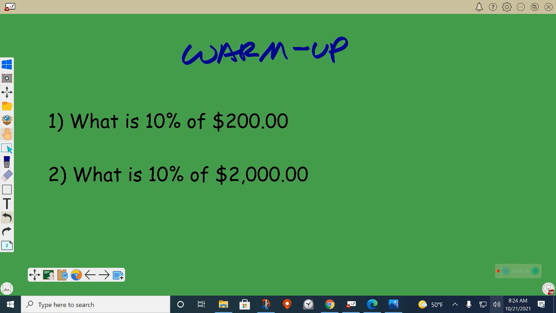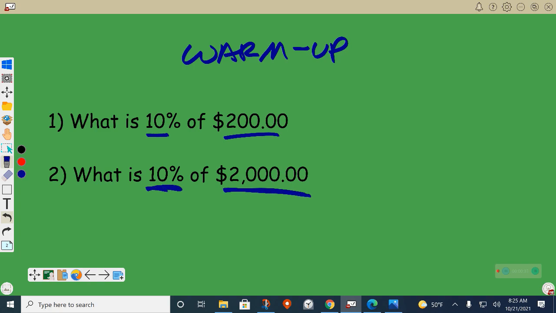a percent of a larger value is going to be bigger than a percent of a smaller value. So in other words, and it's kind of obvious, right? 10% of 200 bucks is going to be less than 10% of $2,000. The bigger the amount you're taking 10% of, the more money it's going to be. And that's going to be related to what I'm going to cover today.